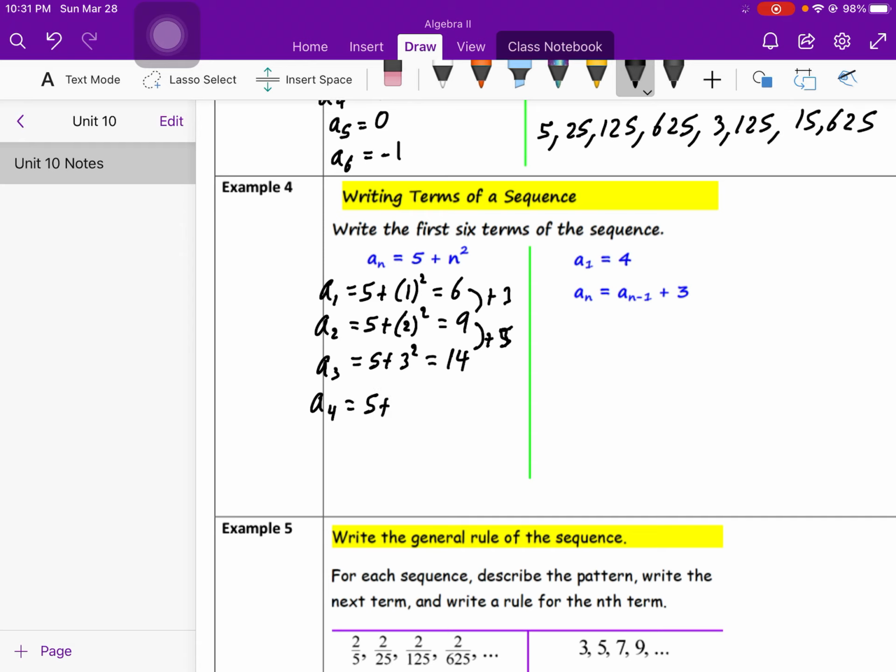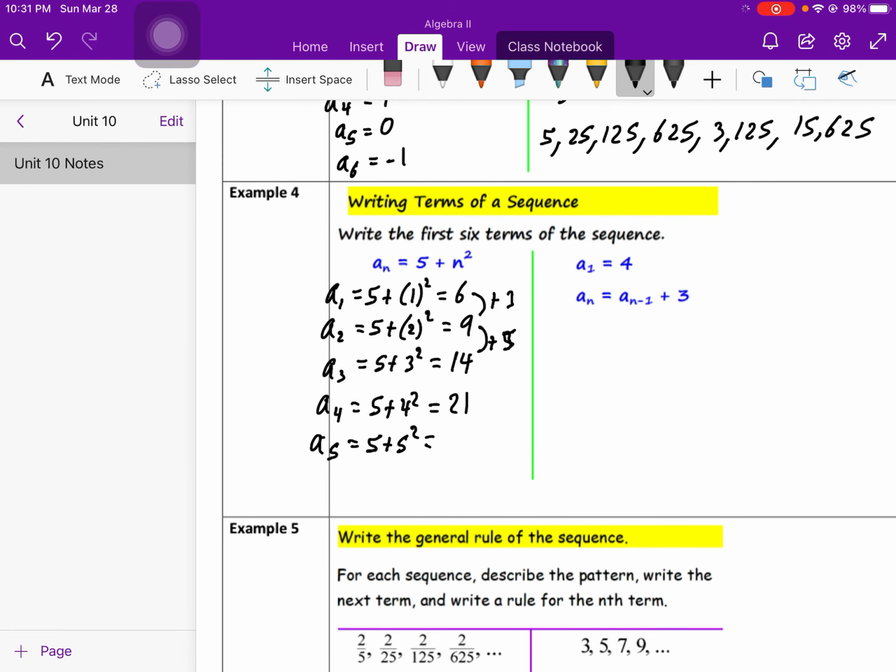So then we would have 5 plus 4 squared. 4 squared is 16. 16 plus 5 is 21. And then we would have 5 plus 5 squared. So 5 squared would be 25. 25 plus 5 is 30. And then the very last one here, 5 plus 6 squared. 36 plus 5 is 41. Now we would have all of the first 6 terms.